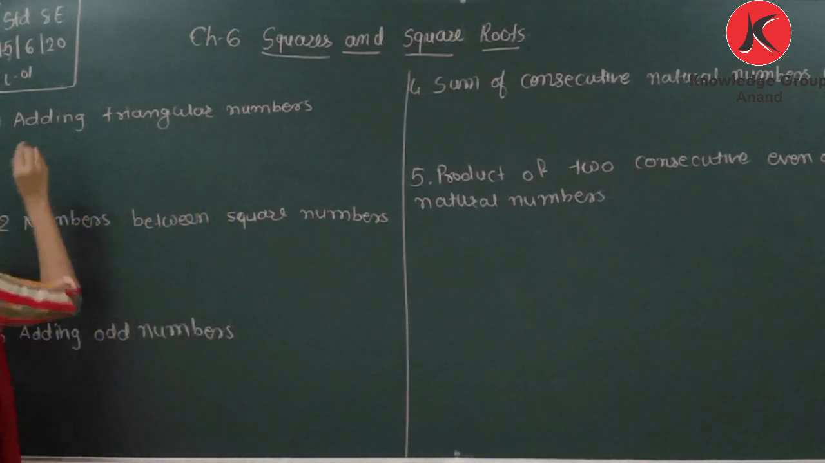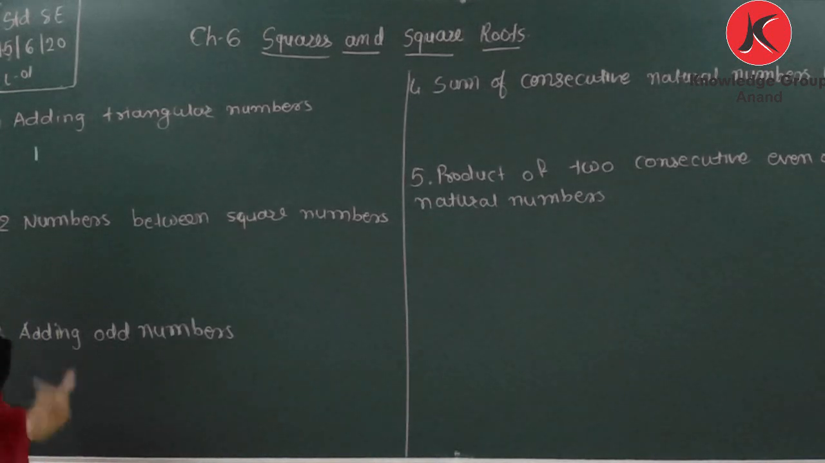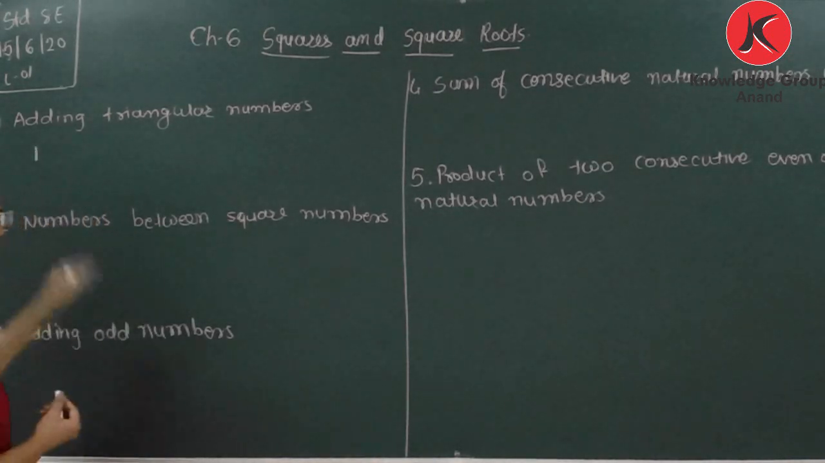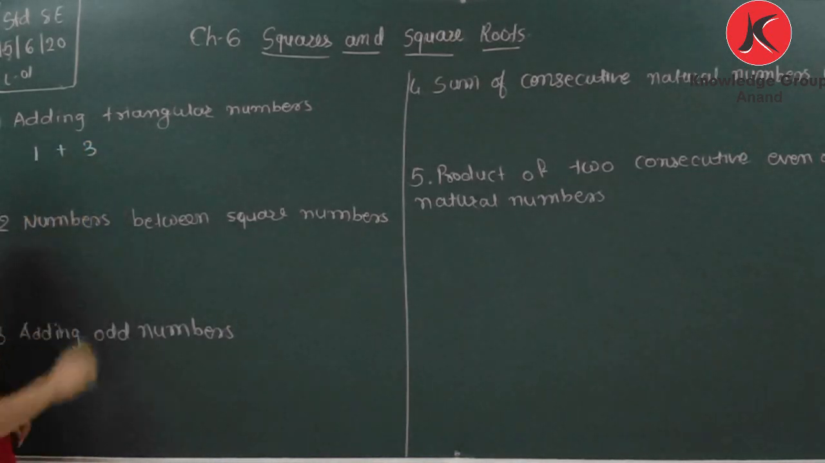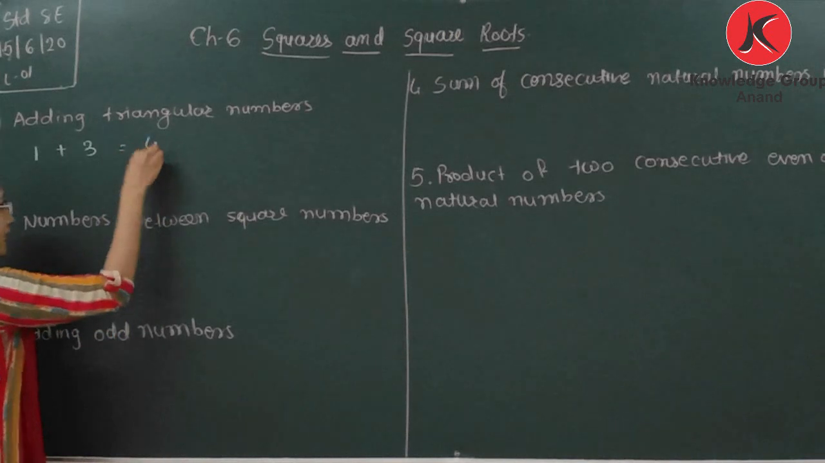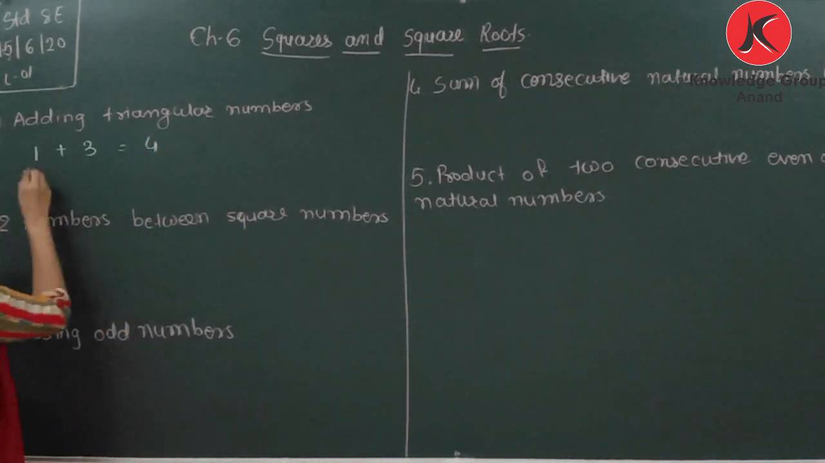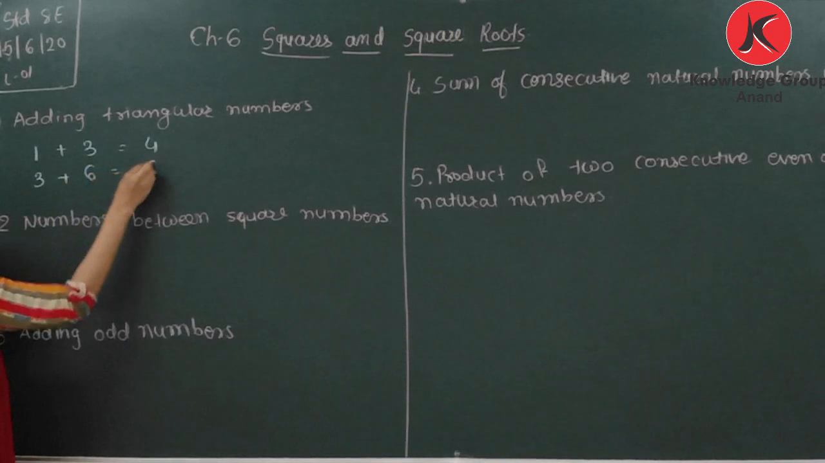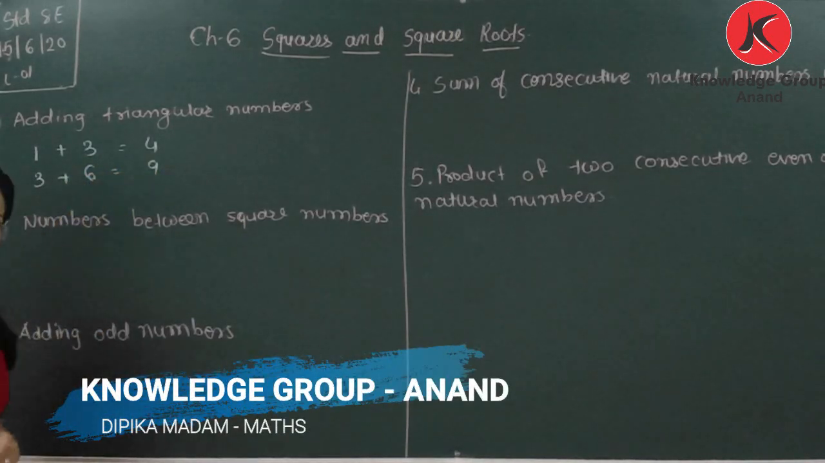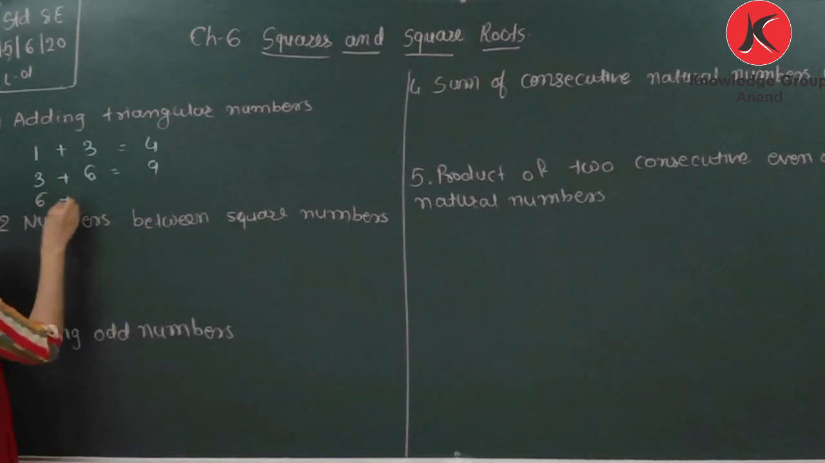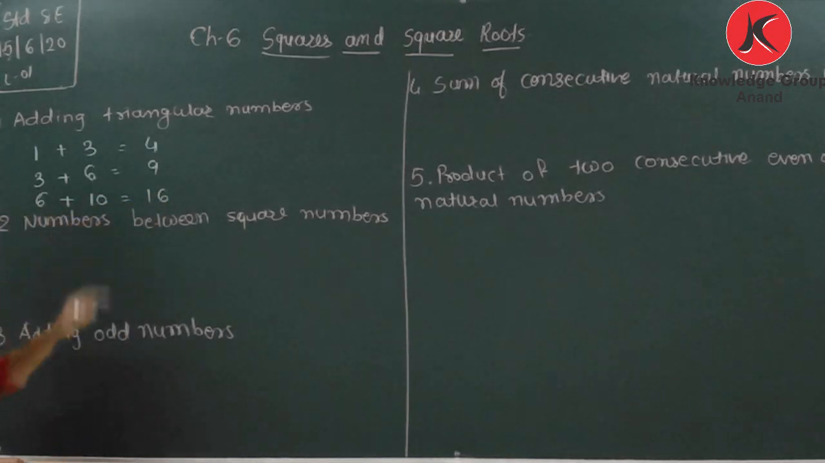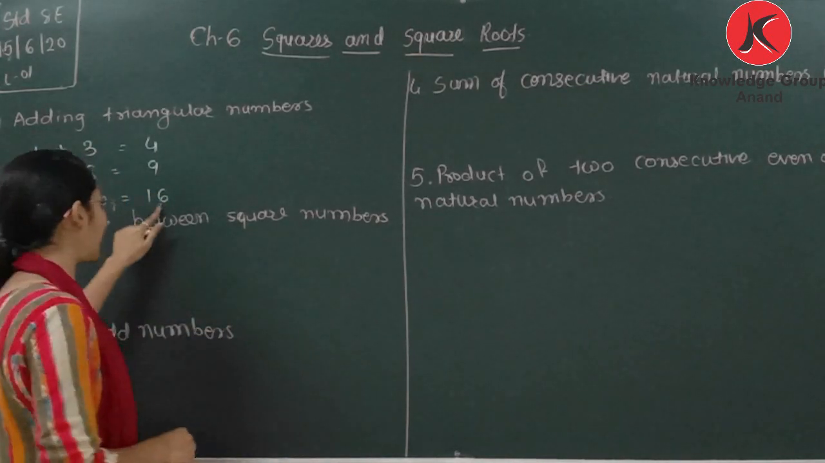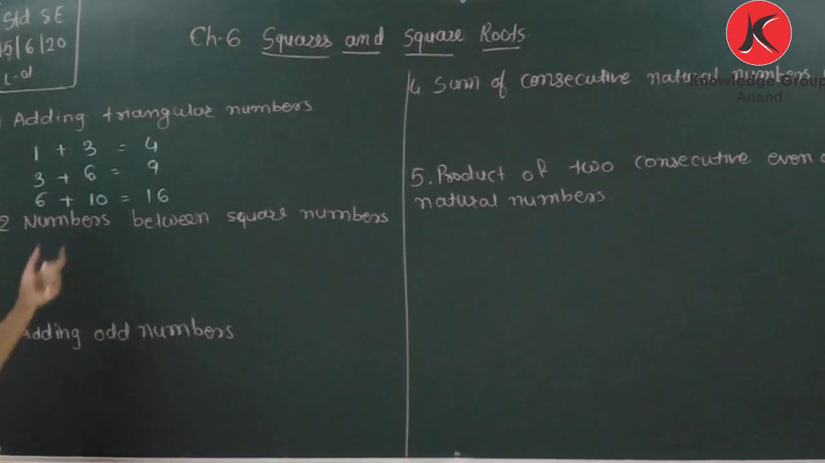So, if we add 2 consecutive triangular numbers, 1 is a triangular number and 3 is a triangular number. If we add 2 consecutive triangular numbers, we will get a perfect square number. Again, 3 plus 6, that is 9. 3 and 6 are triangular numbers and the addition gives a perfect square. 6 and 10: both are triangular numbers, and if you add, you will get a perfect square number. This is what we learned.